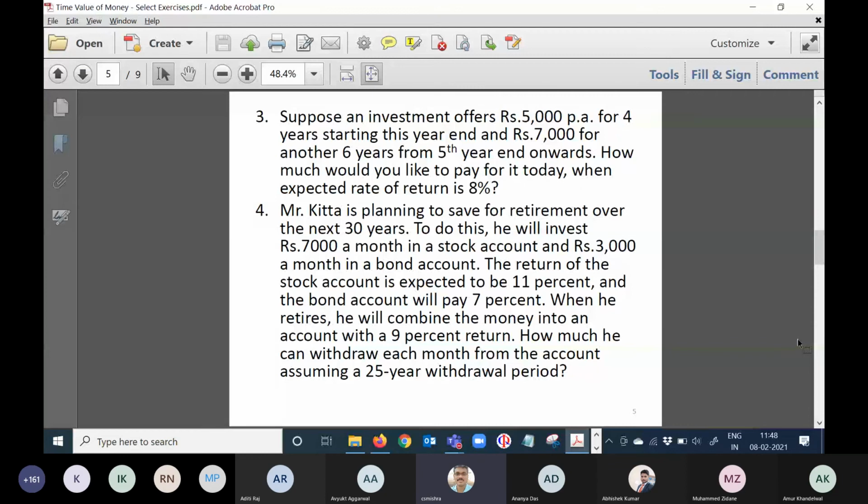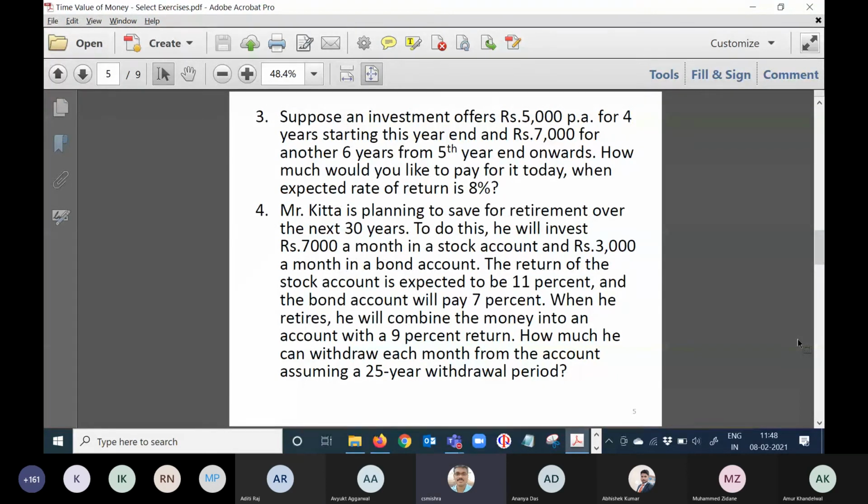You are saving for retirement over the next 30 years. Please keep in mind these are things you will face in your life also. Very simple things. Financial planning example. To do this, he will invest 7,000 a month in a stock account and 3,000 rupees in a bond account. Bond means a debt. You will get some interest. Stock will get some return, maybe dividend, etc. Return of the stock account is expected to be 11%. Bond will pay 7%. When he retires, he will combine this money into one account with 9%. How much can he withdraw each month from the account, assuming a 25-year withdrawal period?